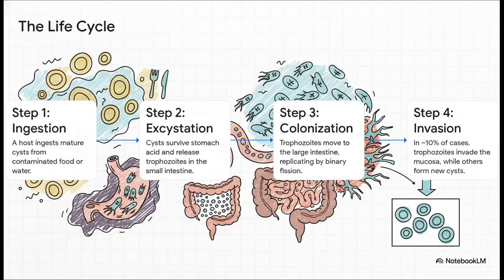So here's how the whole thing plays out. It all starts when you accidentally ingest one of these super tough cysts. It sails right through the stomach, no problem, and then it transforms, releasing the aggressive trophozoites that go and set up camp in the large intestine.